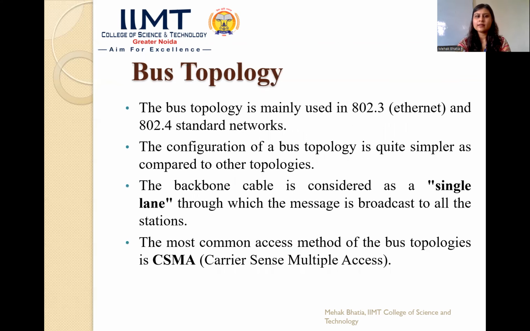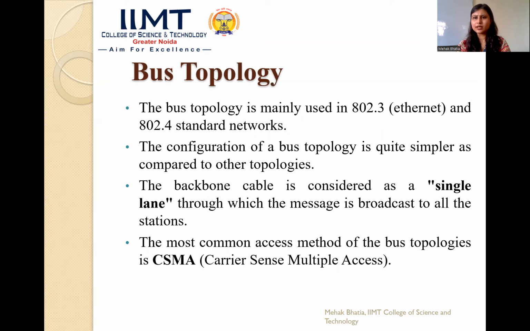Bus topology is mainly used in 802.3 Ethernet and 802.4 standard networks. The configuration of a bus topology is quite simple as compared to the other topologies. So this is one of the features of the bus topology, that it is simple.